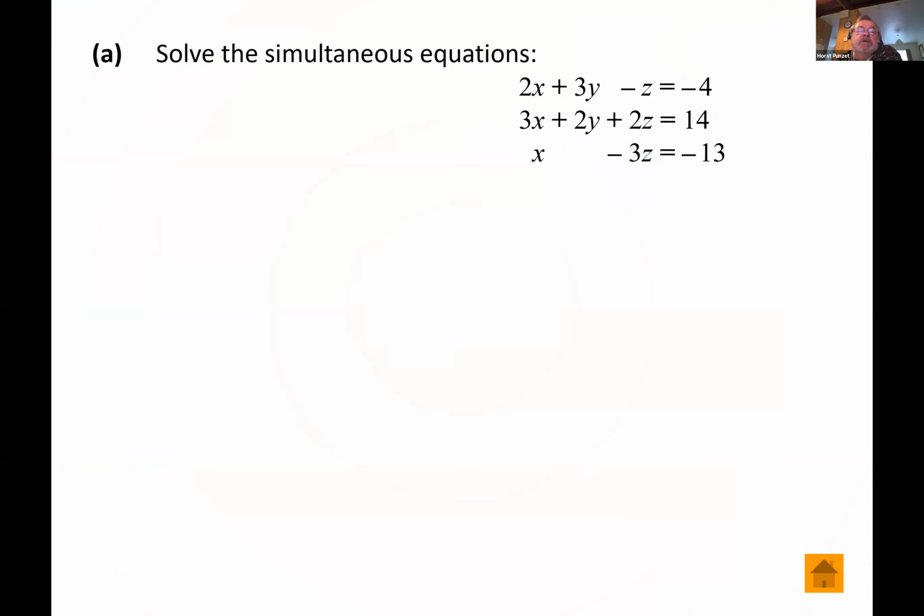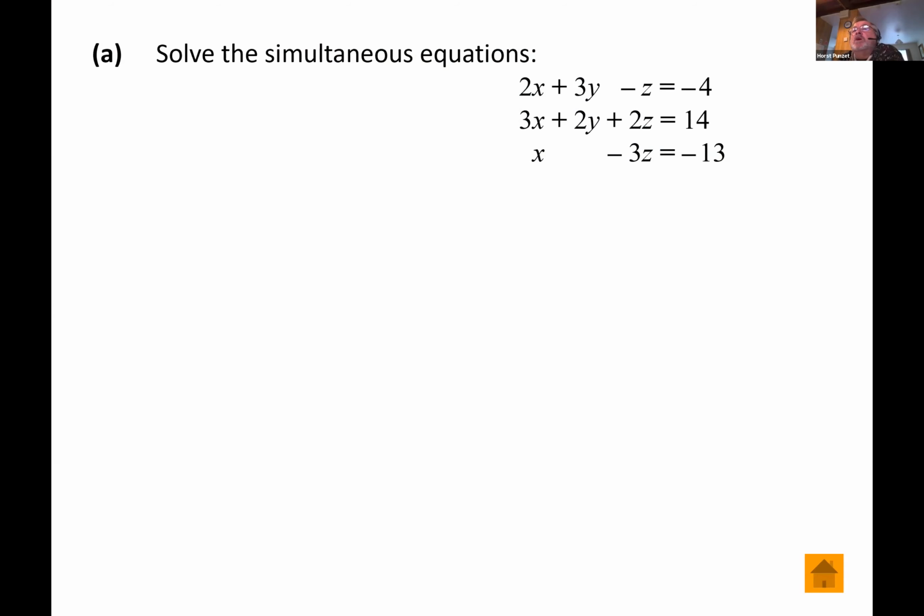So let's have a look at this. We've got to solve the simultaneous equations. We've got 3 equations and 3 variables. 2x plus 3y minus z is equal to minus 4. 3x plus 2y plus 2z is equal to 14. And x minus 3z is equal to minus 13. What we do with a simultaneous equation with 3 variables is, first off, to get rid of one of the variables. And I think it is really important, have a look before you jump.